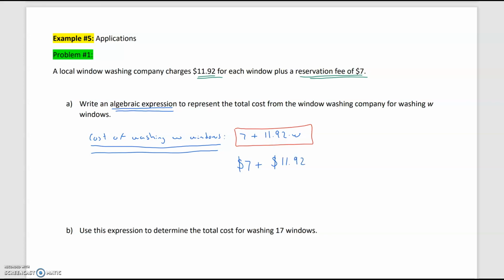So in this case, we're talking about $7 plus, and this will be 11.92 times the values of W. And this would be our expression. Both of these answers are perfectly fine. It all depends if they want you to keep the units.